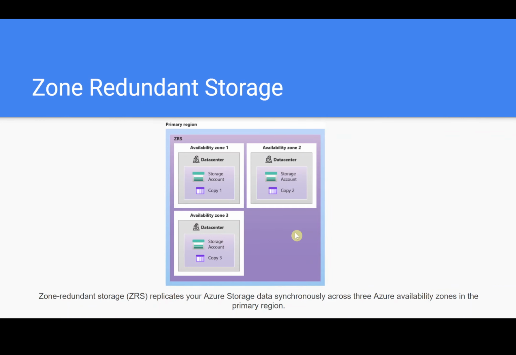The second option here is zone-redundant storage. Zone-redundant storage replicates your Azure data synchronously across 3 availability zones in the primary region. Keep in mind, an availability zone in essence is a data center. So a copy of your data resides in 3 different data centers in the primary region.